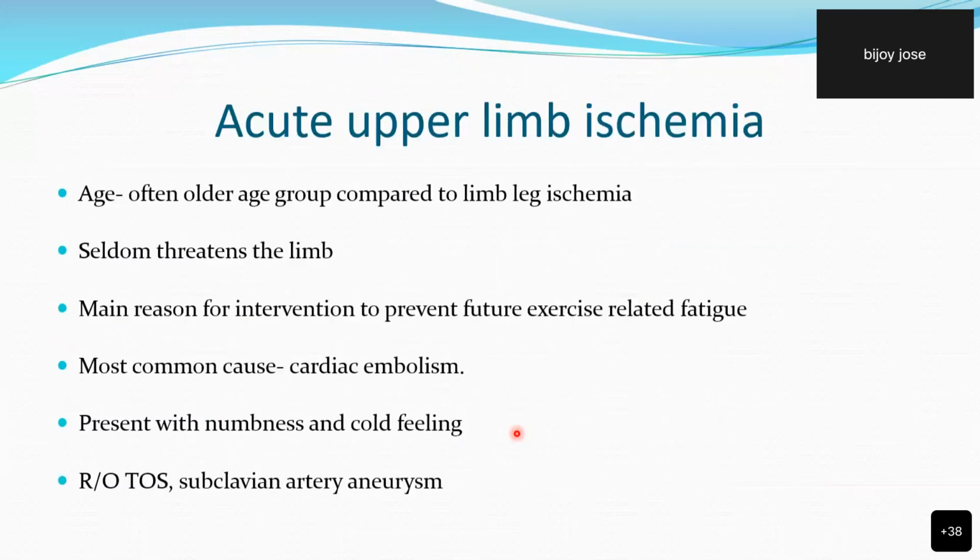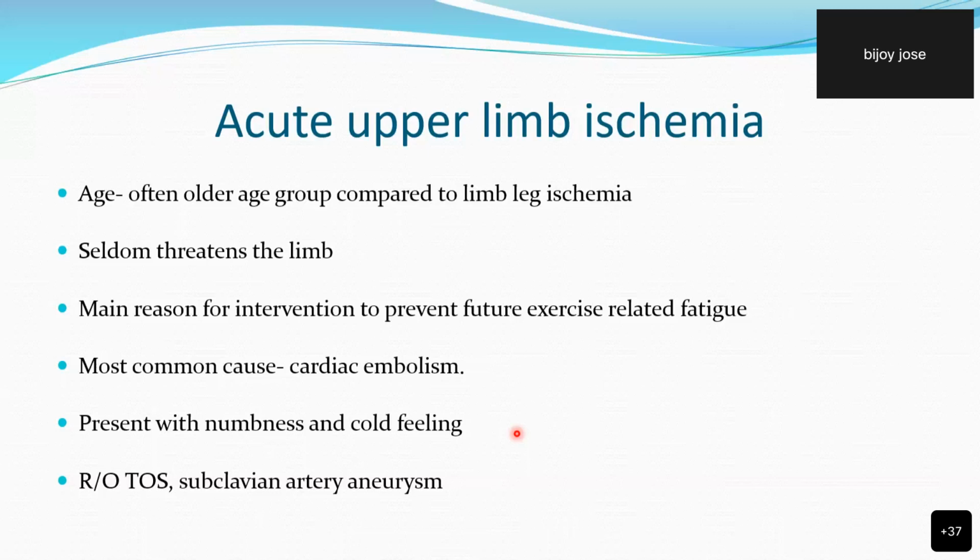A few words regarding upper limb ischemia. It often occurs in an older age group compared to limb ischemia in the lower limb, and usually the patient presents with category 2A limb ischemia, which seldom threatens the limb. The main reason for intervention is to prevent future exercise-related fatigue. As I already mentioned, young patients, even though they present with category 1 or 2A symptoms, it is better to proceed with complete revascularization of the limb, because in future, if you leave the lesion and trust the collateralization, the patient can present with claudication kind of symptoms.